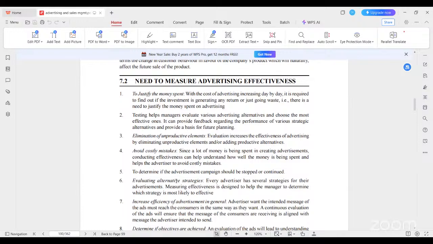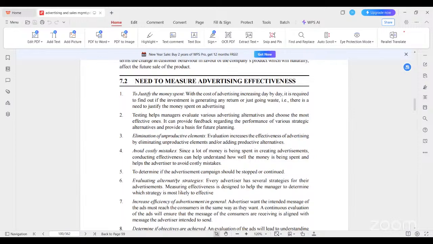Okay, since a lot of money is being spent on creating advertisements, conducting effectiveness tests can help understand how well the money is being spent and help advertisers to avoid costly mistakes. So the next one is to determine if the advertising campaign should be stopped or continued.